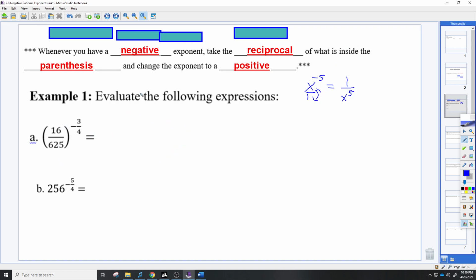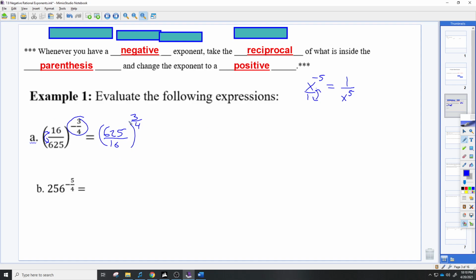So if you look at this first example to evaluate this, we have 16 over 625. So it's already a fraction. We don't have to make it over 1. And we have a negative 3/4. So what we're going to do is flip this around and change this exponent to a positive. So let's flip this around. We get 625 on top. We get 16 on the bottom. And now we have the exponent as a positive 3/4. This is for when you evaluate fractions with negative exponents.